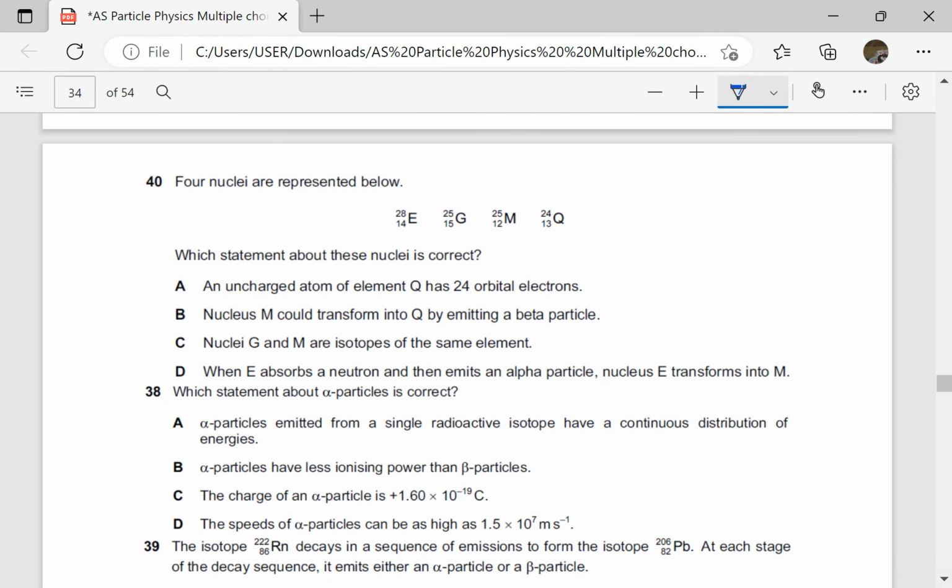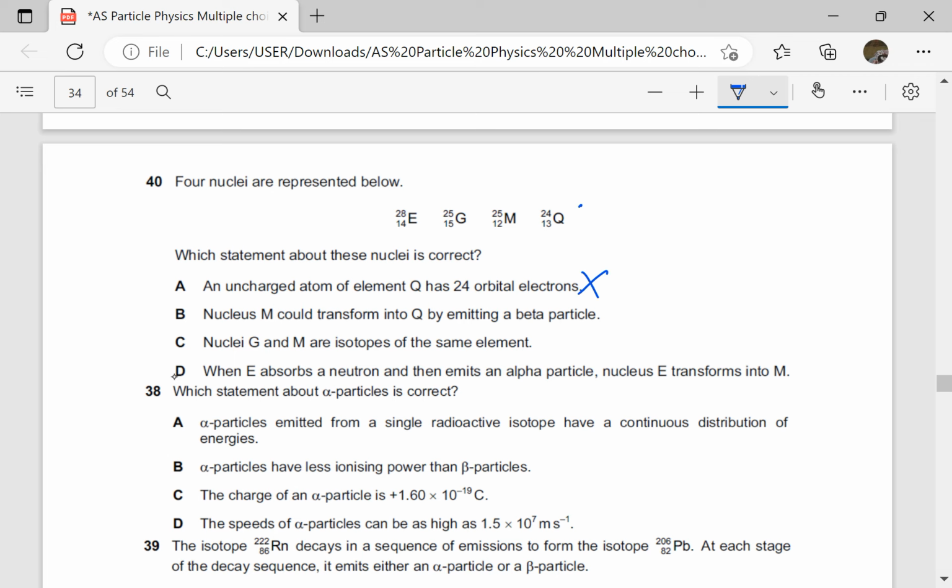4 nuclei are represented below. Which statement about these nuclei is correct? An unchanged atom of element Q has 24 orbital electrons. The number of electrons should be the same as the number of protons.